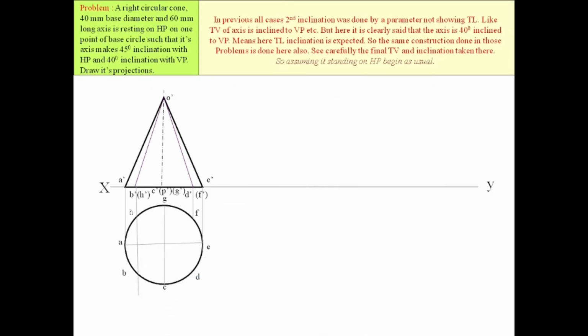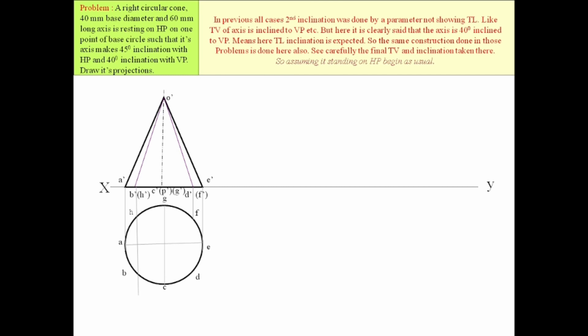Here is the problem. A right circular cone, 40 mm base diameter and 60 mm long axis, is resting on HP on one point of the base circle such that its axis makes 45-degree inclination with HP and 40-degree inclination with VP. Draw its projections. This is the question.